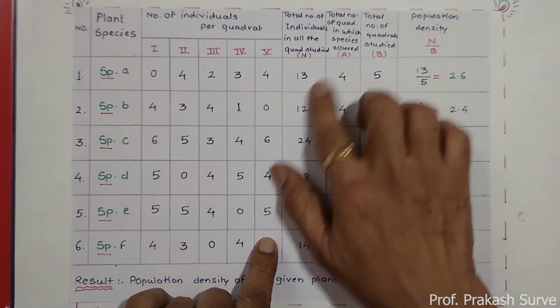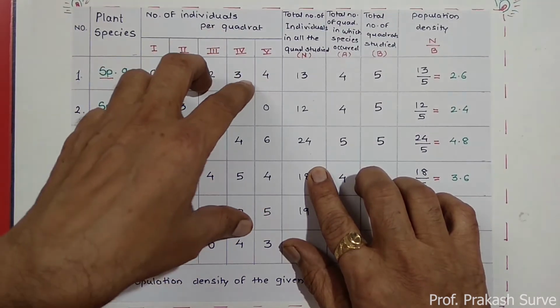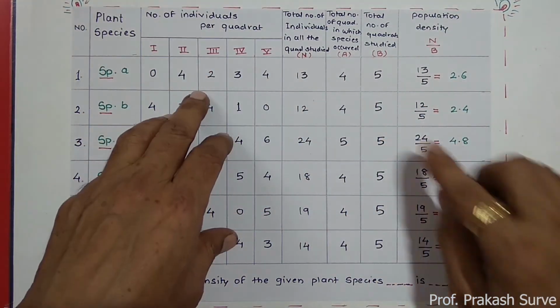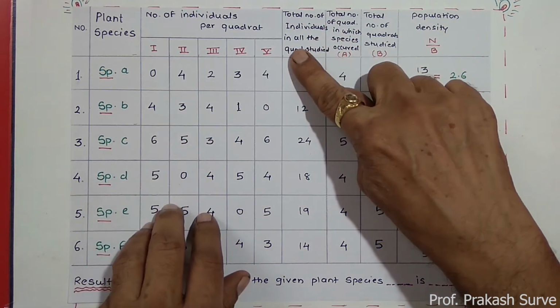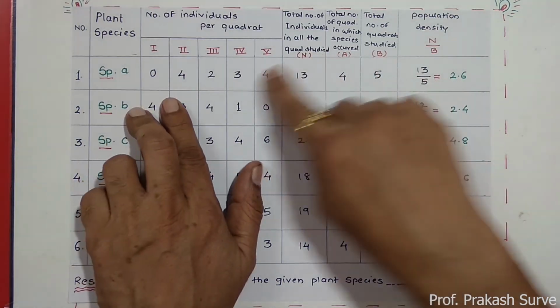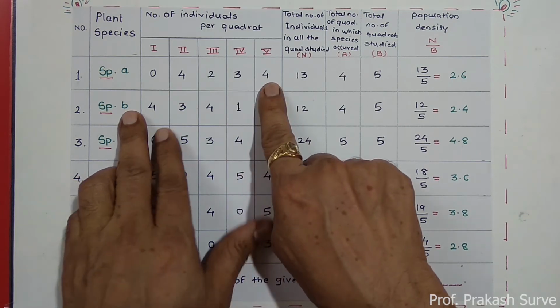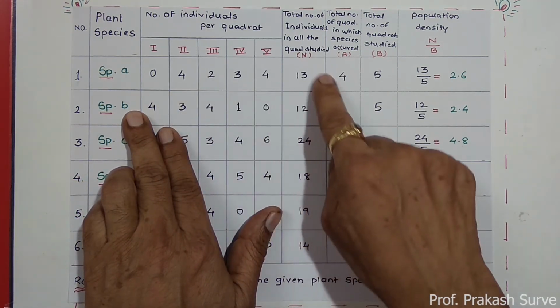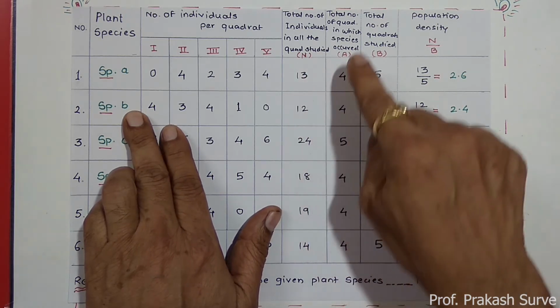Next, this is the important part, the work you have to do actually during the practical, and the remaining part you have to complete at your place. Now, this is the total number of individuals in all the quadrants studied. So how many quadrants were studied? 1, 2, 3, 4, 5. So how many total individuals are there? You have to add this. So how much did you get? 13. Okay, and then what is written here?